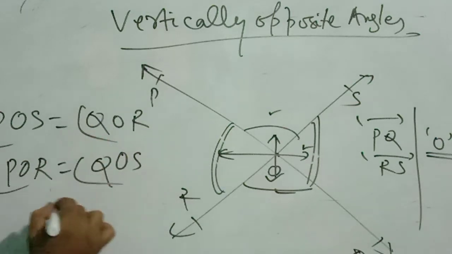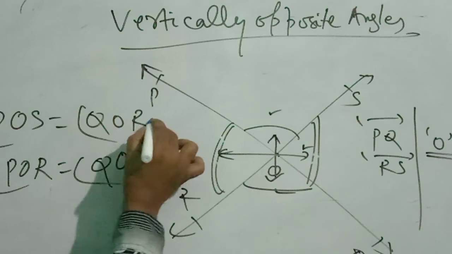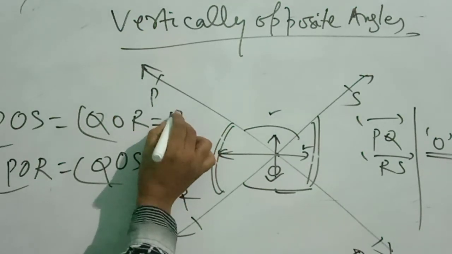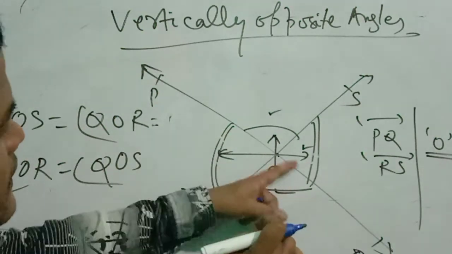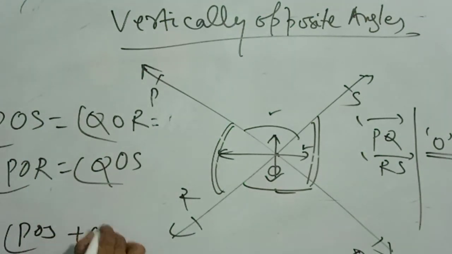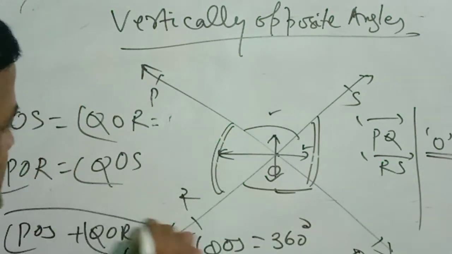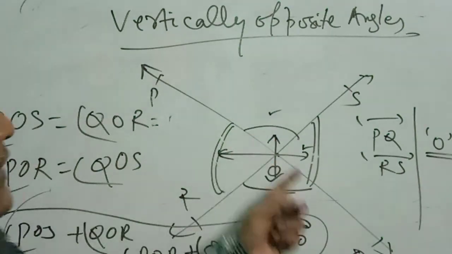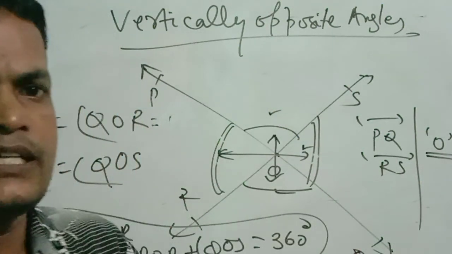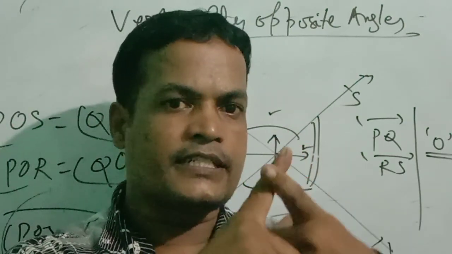So friends, the sum of these values is 360 degrees. Total, you can write POS plus QOR plus POR plus QOS gives 360 degrees. Okay, these angles are called vertically opposite angles, and vertically opposite angles are found where two lines cross each other or intersect at a single point.